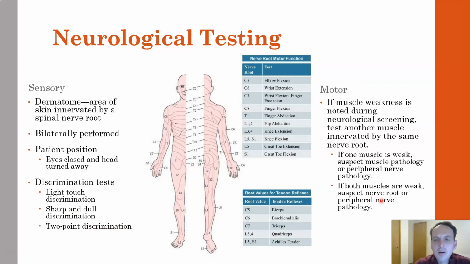With motor now, it's going to be done similar to our resisted range of motion, where we have specific motions that are controlled by specific spinal cord nerve roots. But in this case, we're going to see muscle weakness without the presence of pain, as well as muscle weakness with multiple muscles that are within the same nerve root. So it wouldn't make sense for you to have multiple muscle strains all within a single nerve root, right?